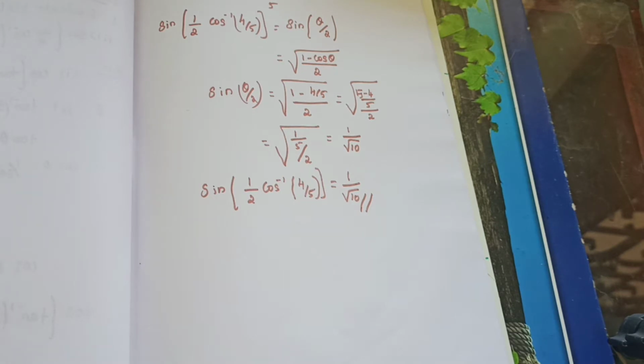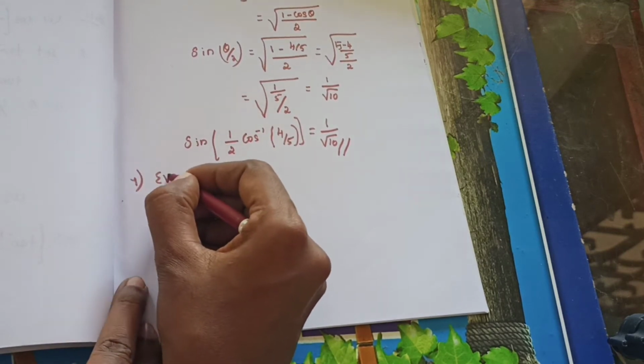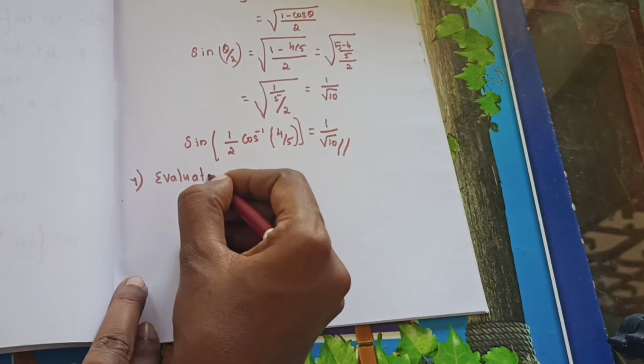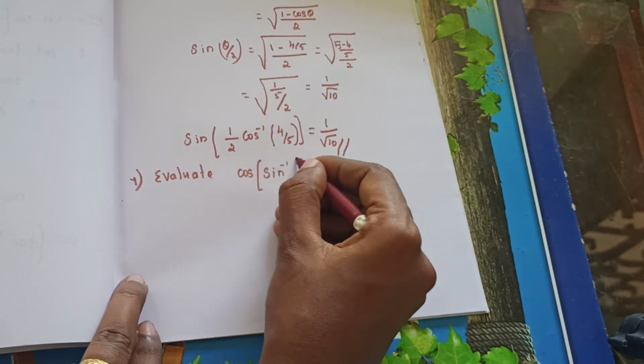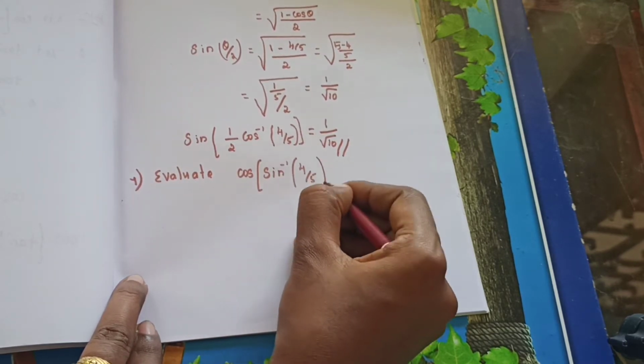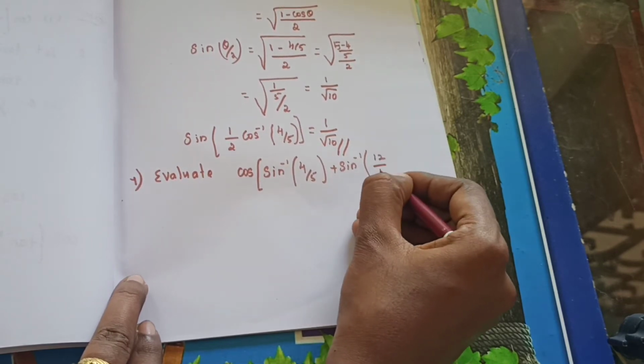Understand, students? Everything we have completed is the same as the example, so we will just go through it. Okay, then the next one. The next problem has some small differences. Problem number 7. Evaluate cos of sine inverse of 4 by 5 plus sine inverse of 12 by 13.